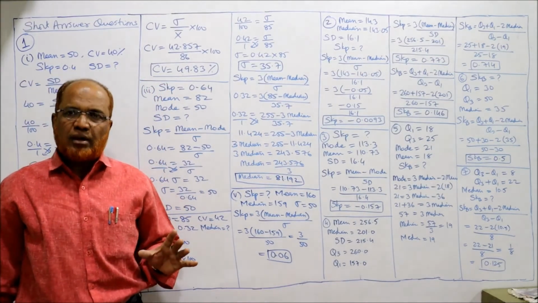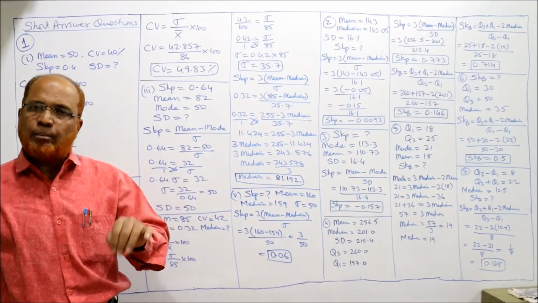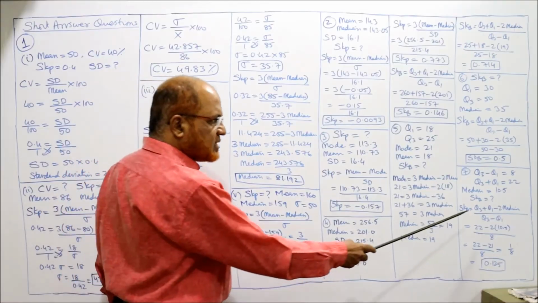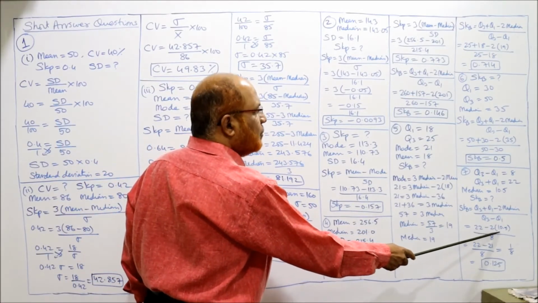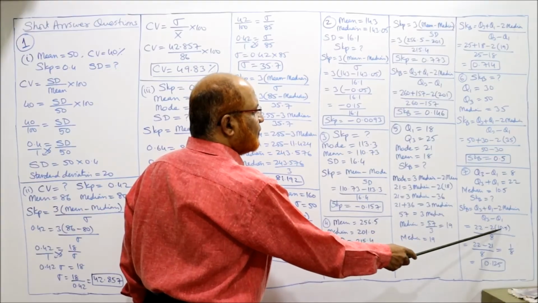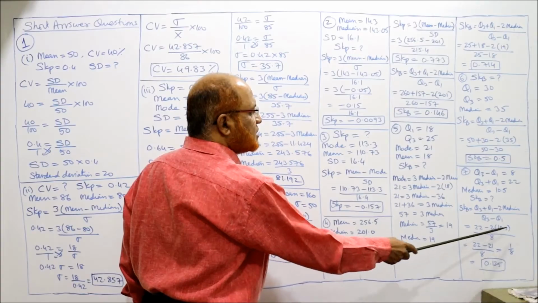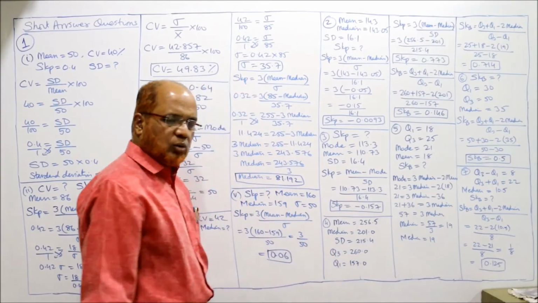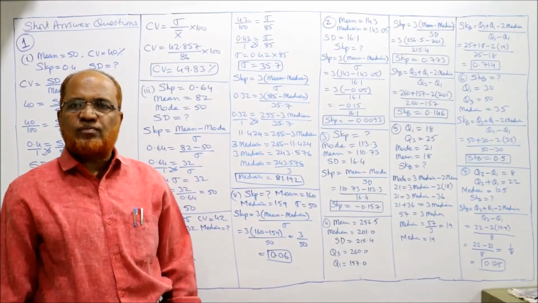So SKB का formula Q3 plus Q1 minus 2 median divided by Q3 minus Q1. So Q3 plus Q1 already given in the problem 22 minus 2 into median. Median is given 10.5 and Q3 minus Q1 is given as 8. So substitute here, you will get 0.125. This is the SKB value. So 7 problems we have completed.